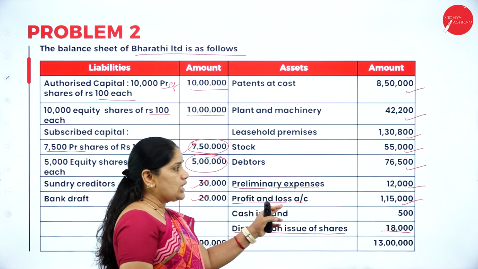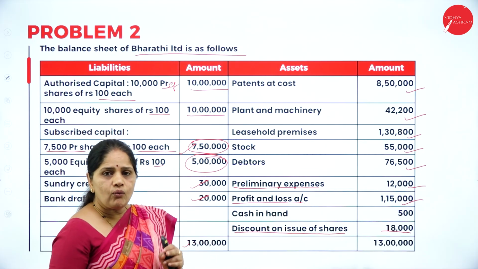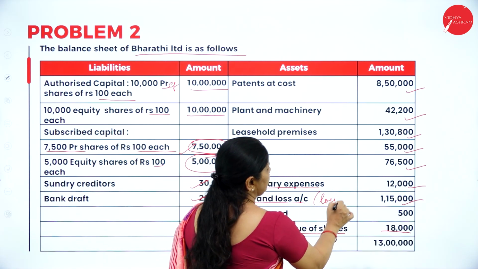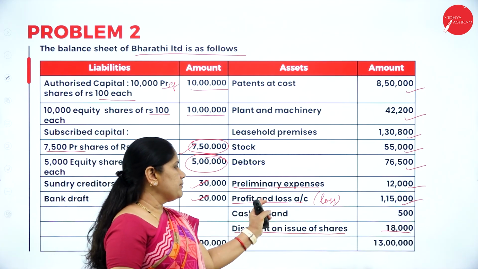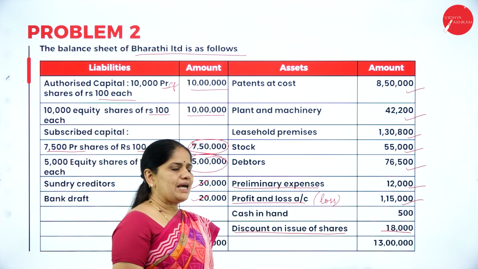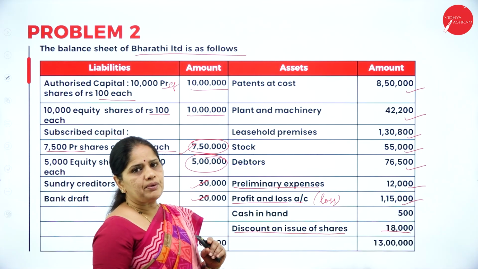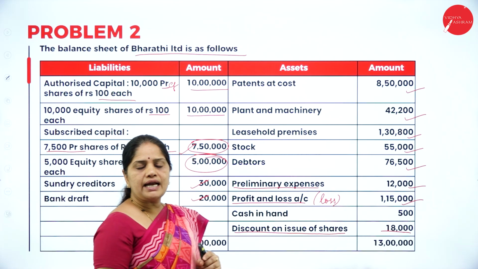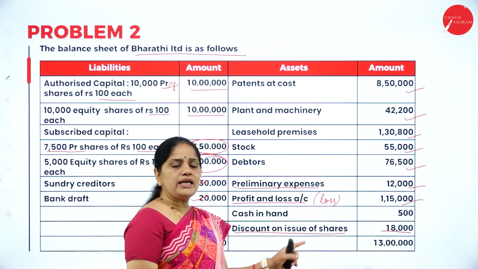Then the profit and loss account appearing on the asset side of the balance sheet. What does it denote? It denotes a loss to the company. Whenever there is a loss in the company, that loss will be shown on the asset side of the balance sheet as profit and loss account. And if there is a profit, the profit and loss account will be shown on the liability side of the balance sheet.